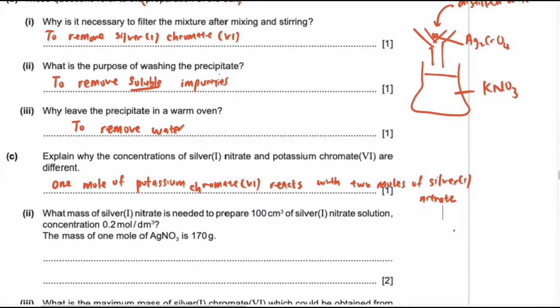Okay, what mass of silver 1 nitrate is needed to prepare 100 cm cube of silver 1 nitrate solution, concentration 0.2 mole per dm cube?